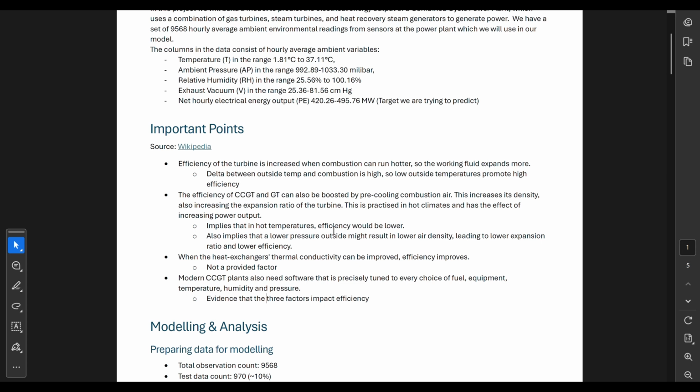There might be some interaction term based on my reading of the article. There might be some interaction term between ambient pressure and the pressure at the exhaust vacuum, and the difference between the two pressure points is something that might impact the efficiency of the whole process. So if the power plant is in a place where there's a high delta between the ambient pressure and the exhaust vacuum pressure, it might lead to a higher efficiency.